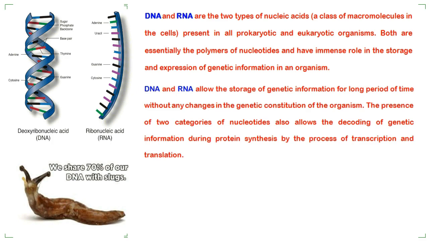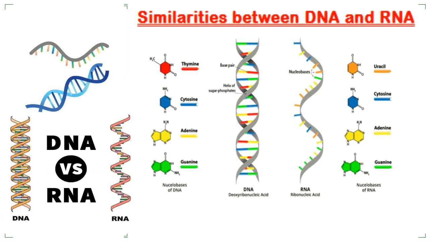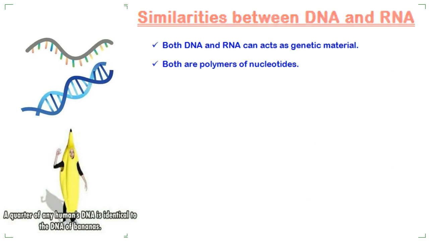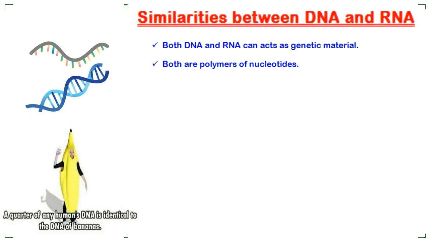The presence of two categories of nucleotides also allows the decoding of genetic information during protein synthesis by the process of transcription and translation. In first part of this video, we will learn about the similarities present between DNA and RNA. Both DNA and RNA can act as genetic material.